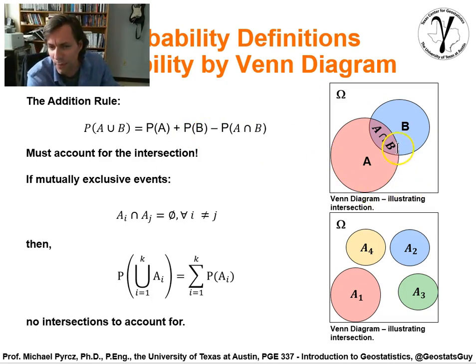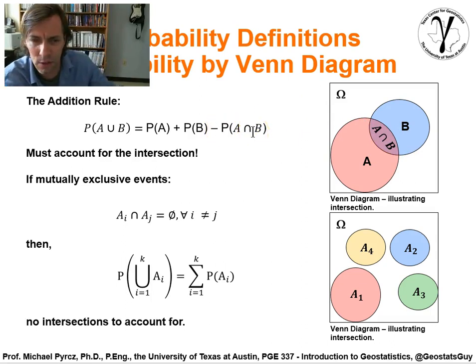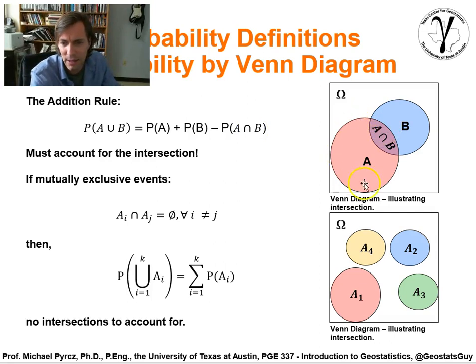But if you're really careful, if you look at it, what you realize is, if I take the probability of A, all of it, and the probability of B, all of it, I'm double accounting for the intersected area. And so what we do is we subtract the intersected area between the two. And if you do that, you get the probability of the union of two of these.